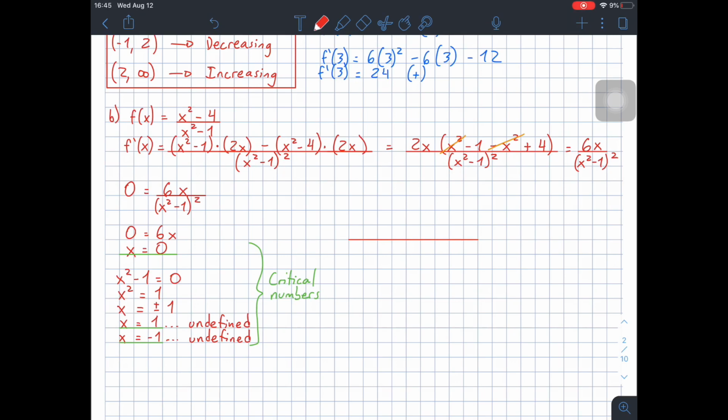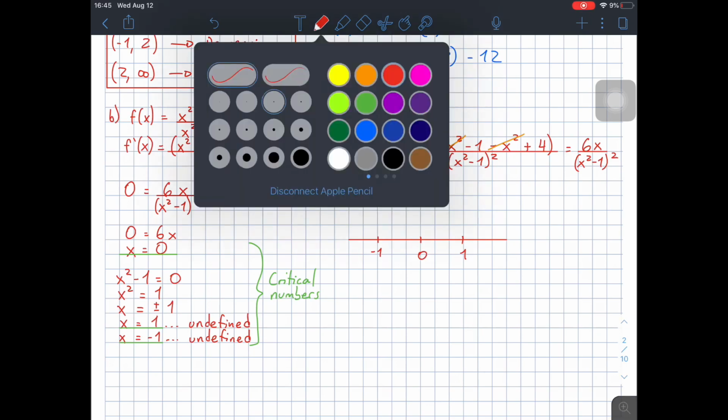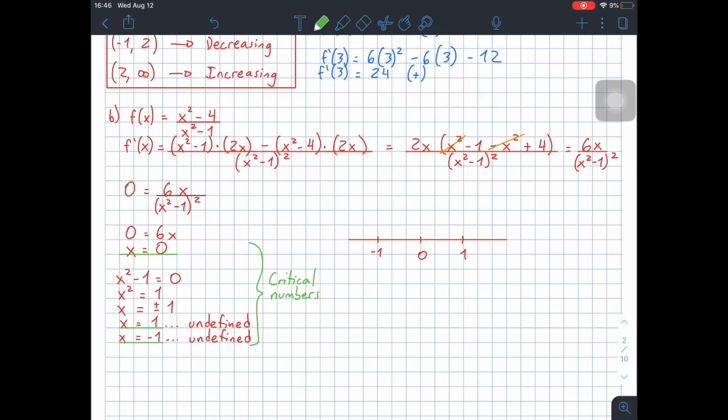And we're going to analyze the signs, okay? I'm going to put the critical numbers. Negative 1 over here, 0 maybe here, and 1 can be here. I'm going to extend this a little bit. There you go. So once again, we're going to analyze the signs of f prime of x, of the first derivative.